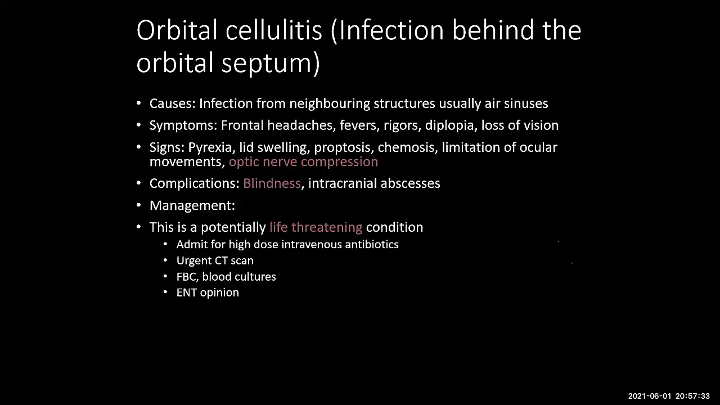Starting with orbital cellulitis, right? This is actually orbital cellulitis. Let me tell you a little bit more about this entity. What you see is periocular swelling. Now, periocular swelling or cellulitis in and around the orbit can be classified into two.